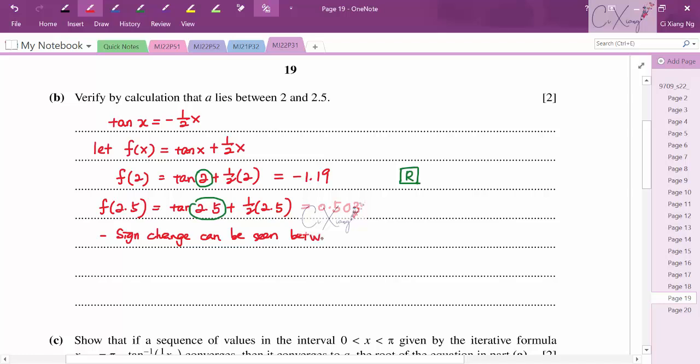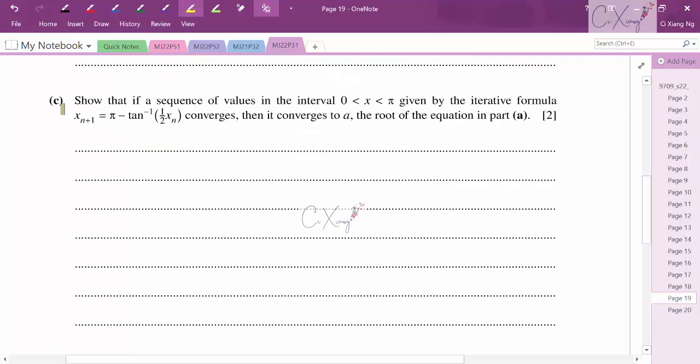between these two values, f(2) and f(2.5). Therefore we can make the argument that the root A lies between 2 and 2.5. So this is what we have for part B. Then now let's proceed to part C.